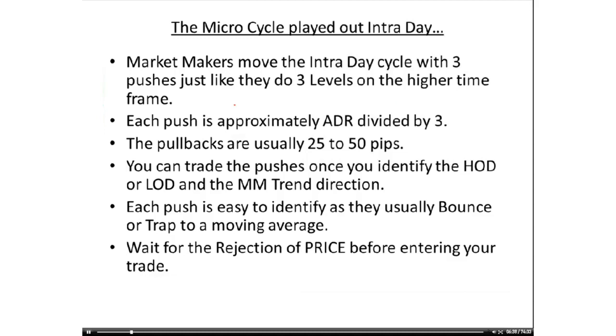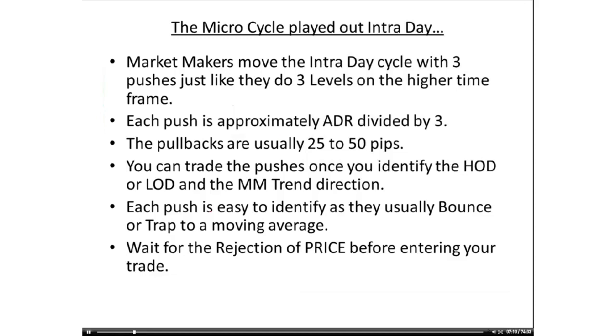you can trade the pushes once you identify the high of day or low of day, and you got to know the market maker trend direction. You have to know which direction the market makers are going. Okay, if you try to trade the pushes, I'll show you an example where if you're not in line with the trend, and even if you have the pattern, you still cannot take those trades because they're not clear. Okay?